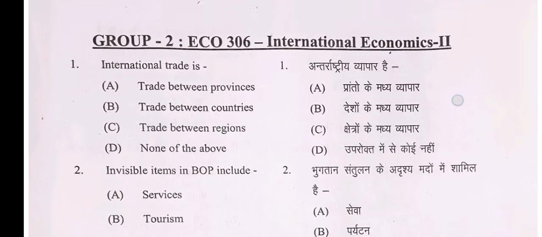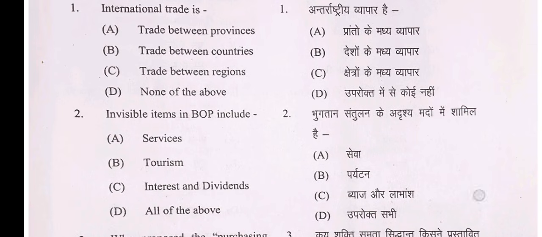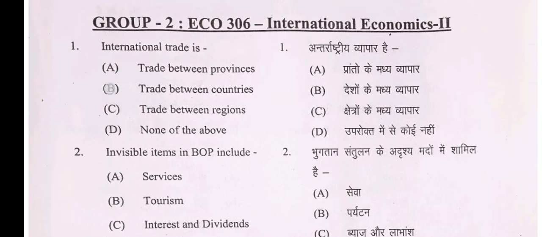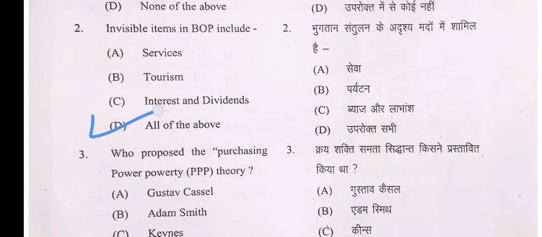आइए इसके आंसर्स देखते हैं, कितने आंसर सही हैं आपके, आप बताइए कमेंट। International trade is trade between countries. Invisible items in BOP includes services, tourism और interest rate. सभी को all of the above correct है.